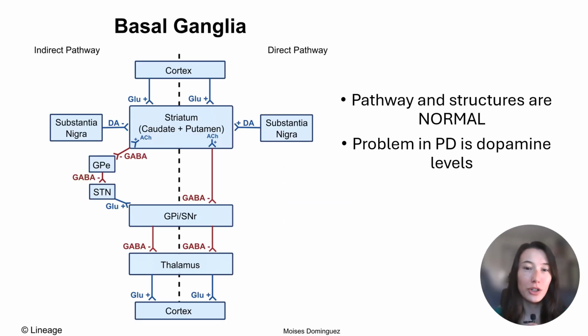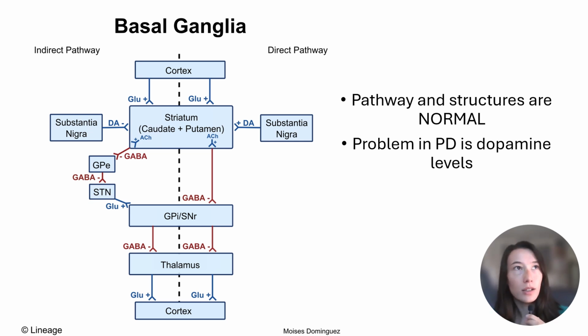Back to this image. Before we actually go through the flow chart, you have to understand once again that this pathway is normal. It is present in you and I. It's present in those who have Parkinson's disease. The problem though with Parkinson's disease is that the substantia nigra in particular does not produce enough of the neurotransmitter dopamine.